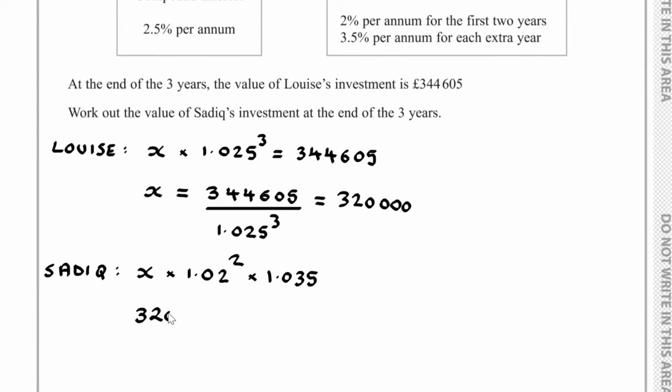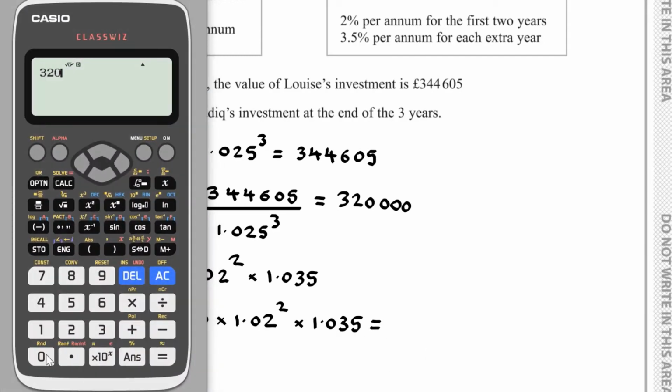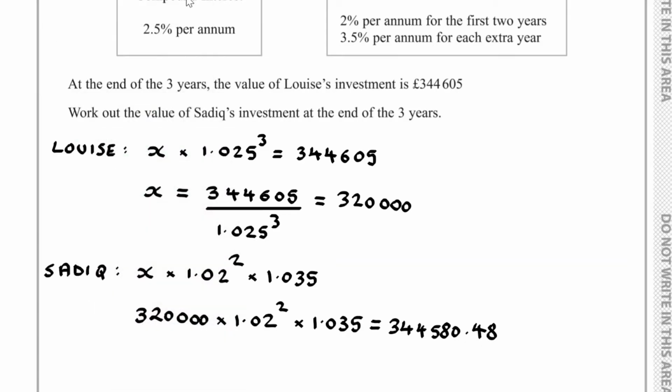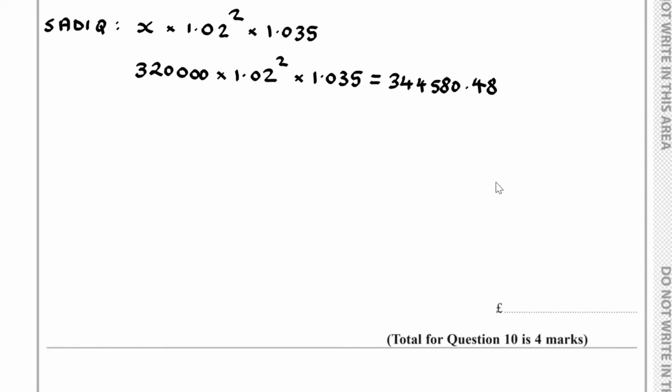So I've got 320,000 multiplied by 1.02 squared multiplied by 1.035. And so, working this out, we get £344,580 and 48 pence. And so the value we require is the value shown here.